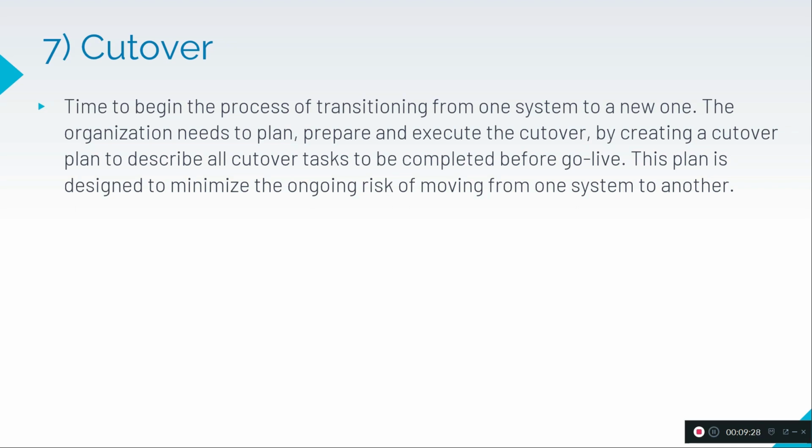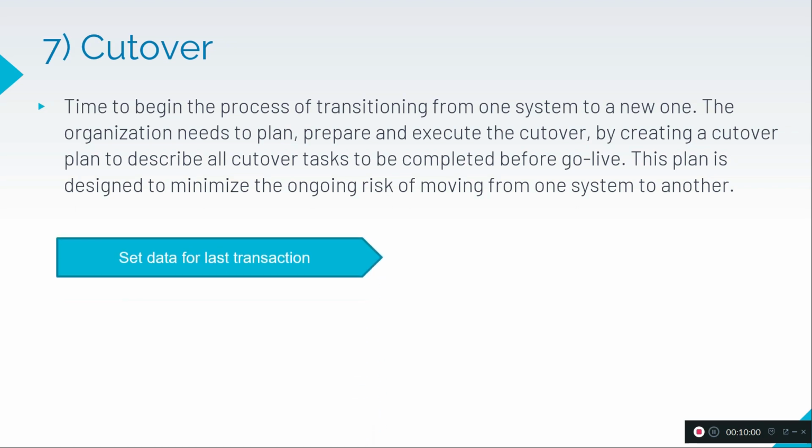As a project manager, we need to concentrate more on cutover. The cutover activities will not start from this seventh process, but will start before that. So what are the ETL jobs we need to create? How to extract the data and put it in UAT? How to make sure that the new software supports the existing transactions? Everything needs to be created in a cutover plan. Set data for last transaction.